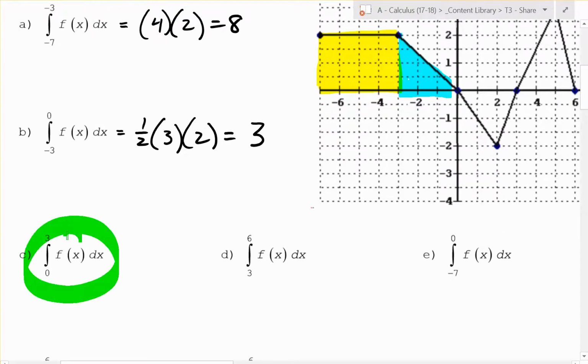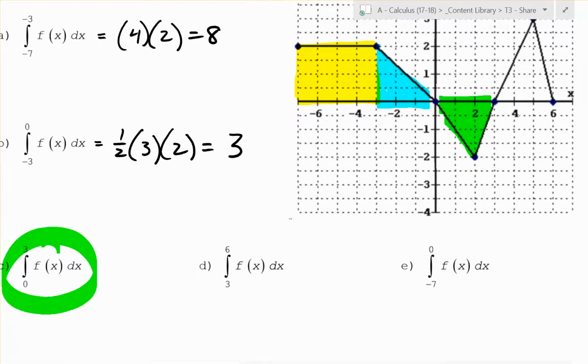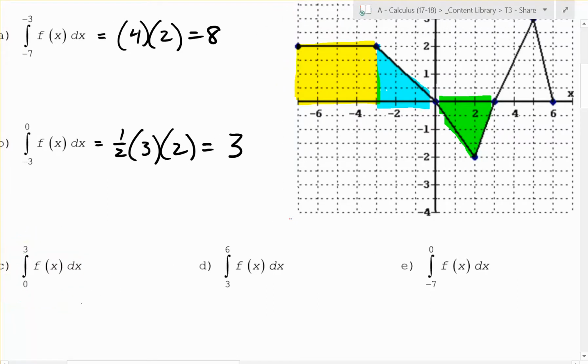Now what about the next one? Well, that's from 0 to 3. 0 to 3 is this one, and keep in mind this is all below the x-axis, so it's going to be negative, and it's a triangle, so it's -1/2 base times height. So -1/2, what's the base? 3, and the height is 2, so in this case it's going to be -3.